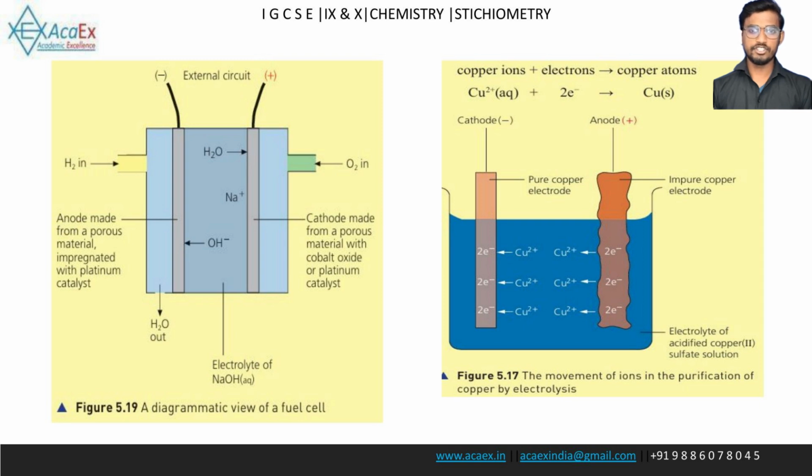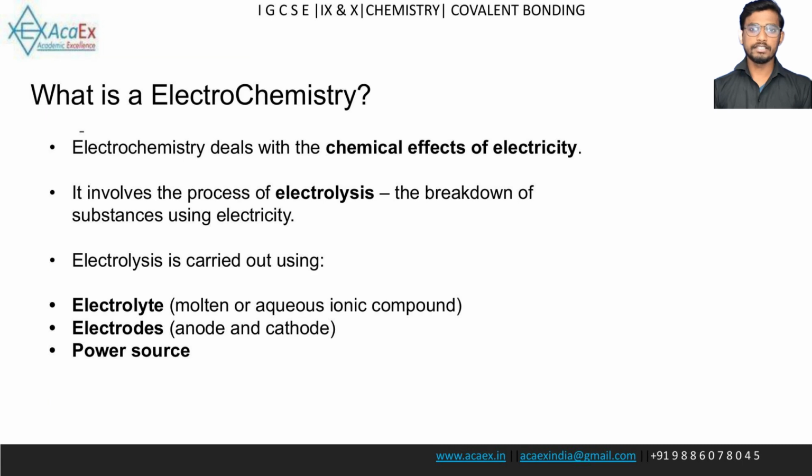The chemical equation for the reaction at the cathode is a copper 2+ ion in aqueous solution plus 2 electrons produces solid copper. What is electrochemistry? Electrochemistry is the branch of chemistry that deals with the chemical effects of electricity. It primarily involves the process of electrolysis, which is the breakdown of a substance using electricity.